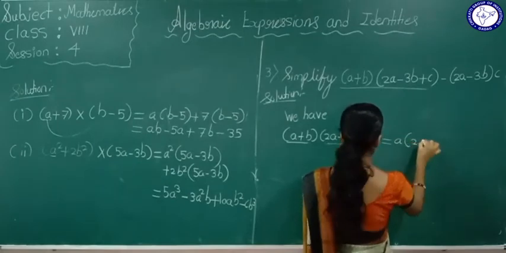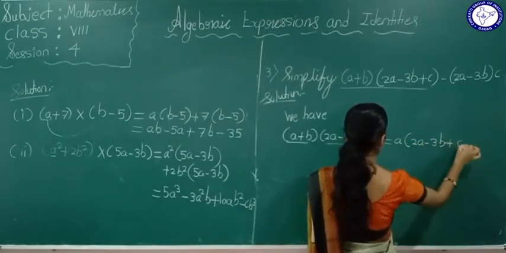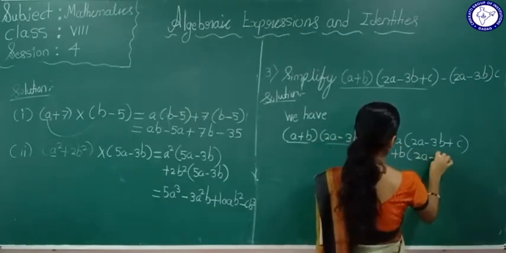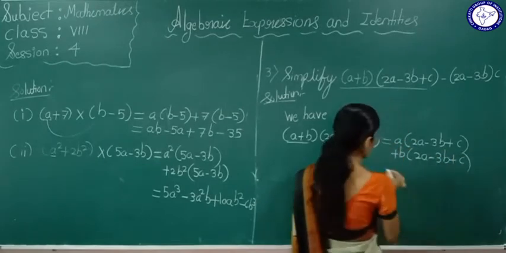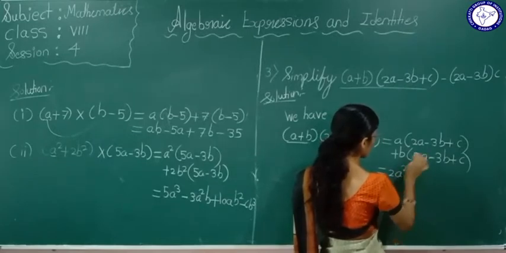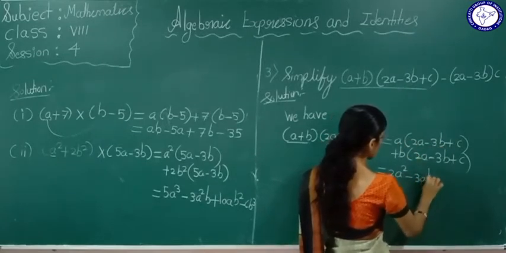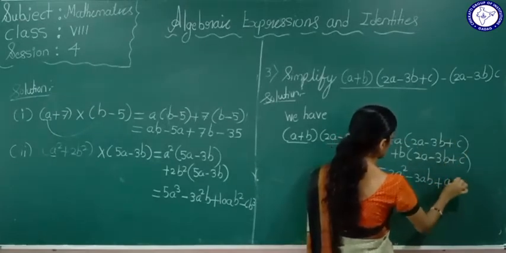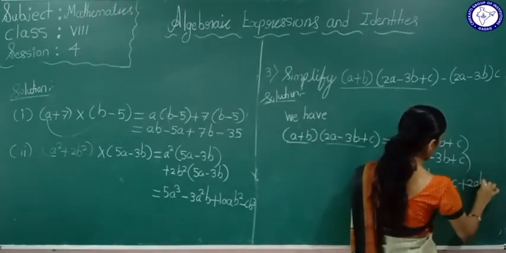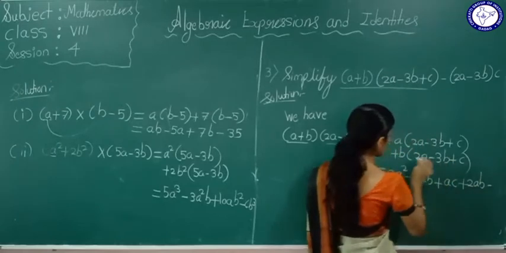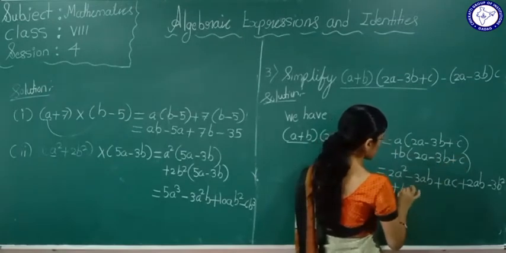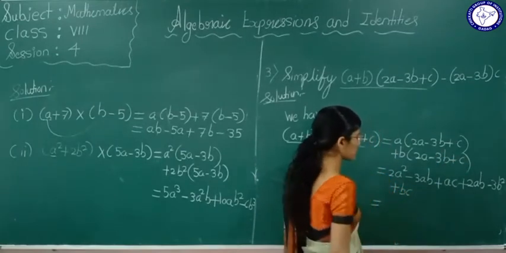See, a multiplied by 2a minus 3b plus c, plus b multiplied by 2a minus 3b plus c. So this will equal 2a into a is 2a square, minus 3b into a is minus 3ab, plus a into c is ac, plus 2a into b is 2ab, minus 3b into b is minus 3b square, plus b into c is bc. Now see, is there any like terms?